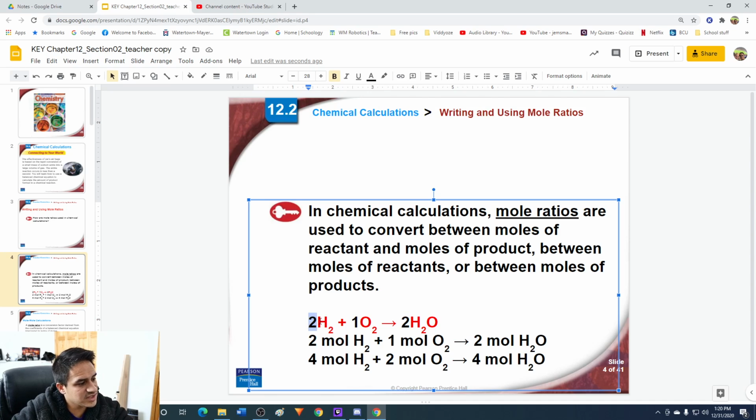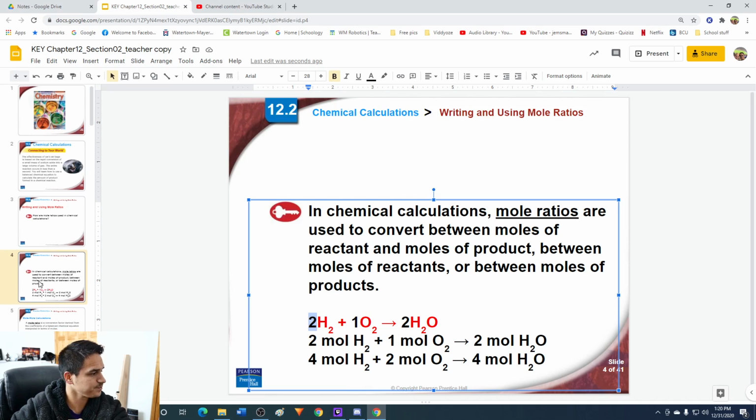So these coefficients that we use to balance can basically be used to convert between anything in a reaction. They're very important, but the key thing to know is they can only be used if you are in the units of moles. If you're not in the units of moles, let's say you're in grams or liters or something else, you cannot use these numbers to convert. So it's very important that we get into the unit of moles first, so that we can use these to convert between things.